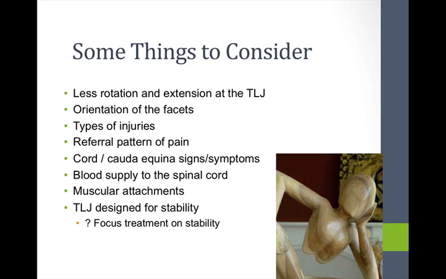There's less rotation and extension at the thoracolumbar junction. Why is this? What about the orientation of the facets? What types of injuries occur here? What is the referral pattern of pain from this area? What about cord and cauda equina signs and symptoms? What's the blood supply to the spinal cord in this region? Think about the muscle and fascial attachments.